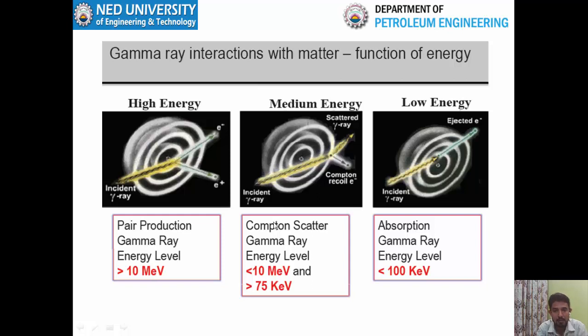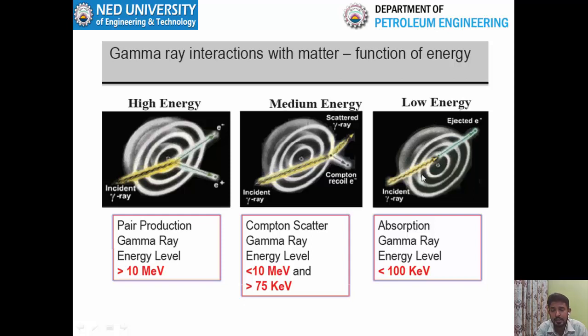At medium energy level, a phenomenon called Compton scattering occurs. In Compton scattering, the incident gamma ray, when it strikes the atom, reflects at some angle with lower energy as compared to the incident gamma ray. Moreover, the atom ejects an electron. This is an electron of the atom which has taken the energy from the gamma ray and has come out of its orbit.